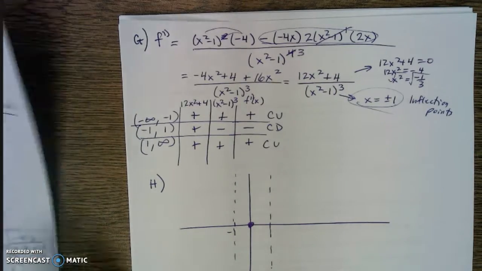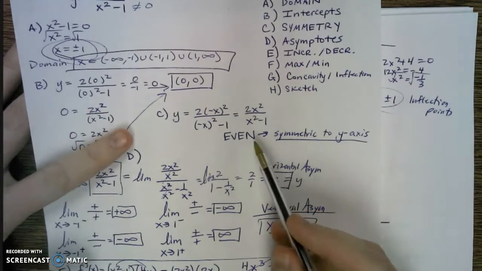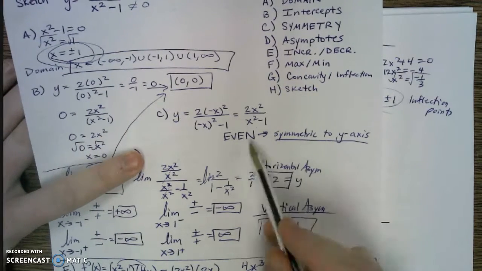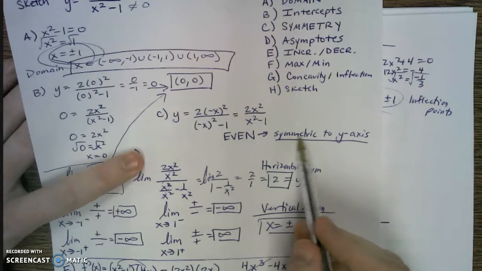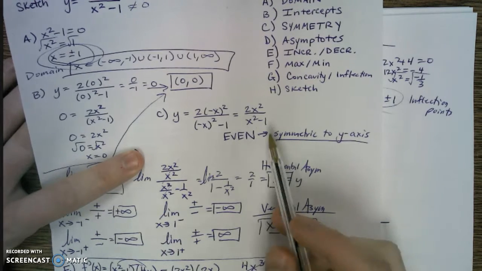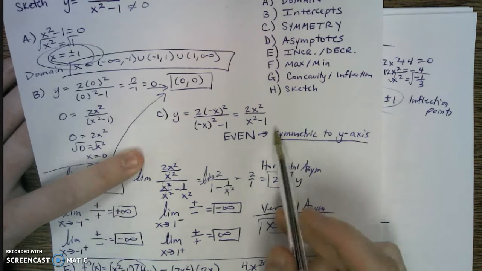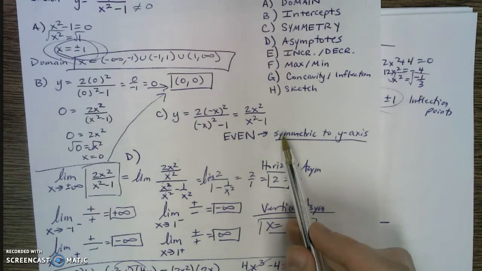Part C, we figured out that it's even. So what that tells me is I can figure out just what the right side of the graph looks like, and then I can just use symmetry to mirror that over on the left side. Or you can ignore the fact that it's symmetric and do everything. But this would make it easier if you just do the right side, then you automatically have the left side.